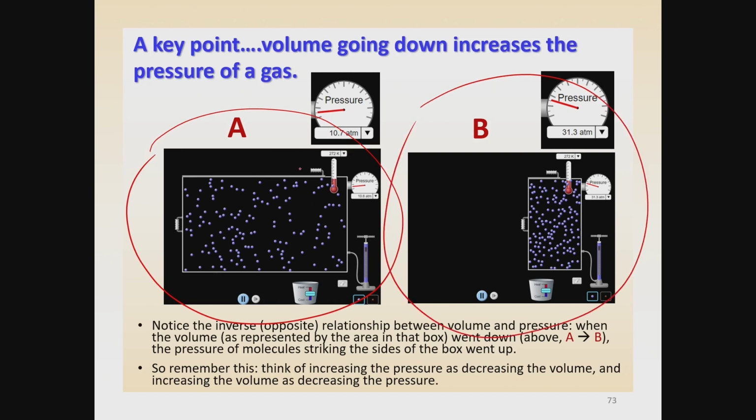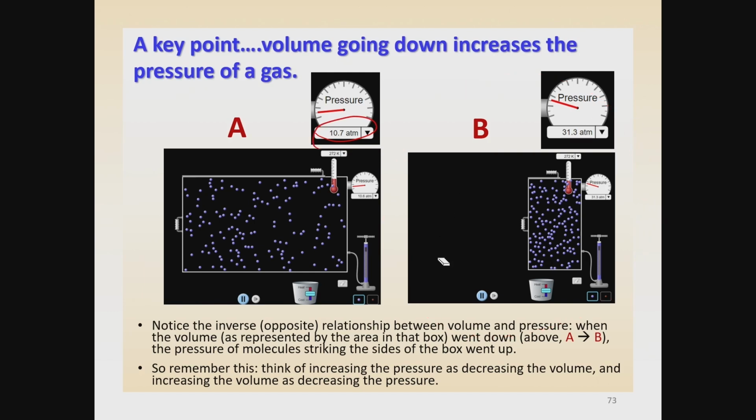So in A, we have a relatively large volume, and you can see it's a relatively low pressure. But what you can see now in B, the volume is greatly reduced, and now we have a much higher pressure. And I think you can see why that's occurring: if you reduce the volume, you will get more strikes per minute on the sides of the box than you had with the greater volume. So if you reduce the volume, that will effectively increase the pressure of a gas.